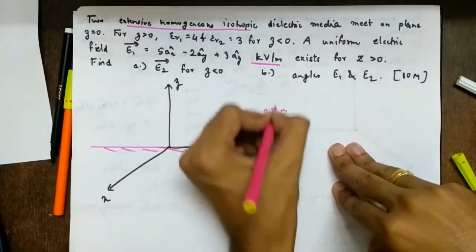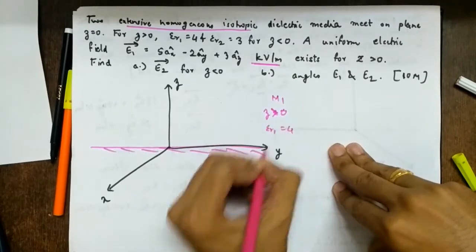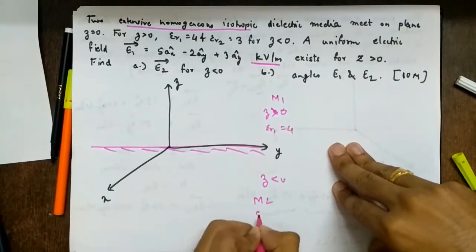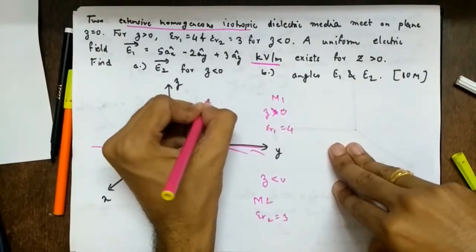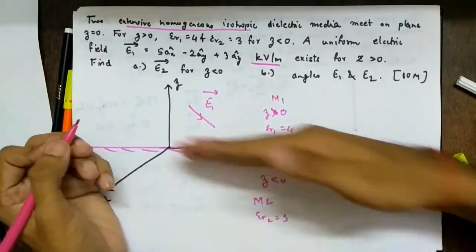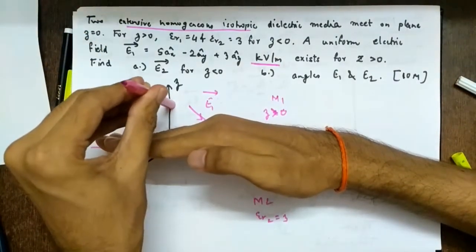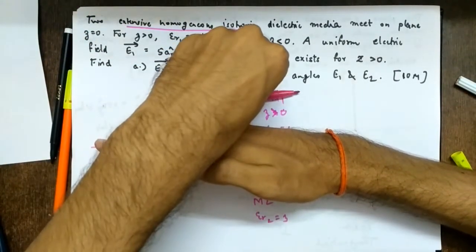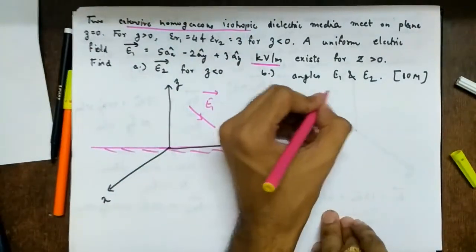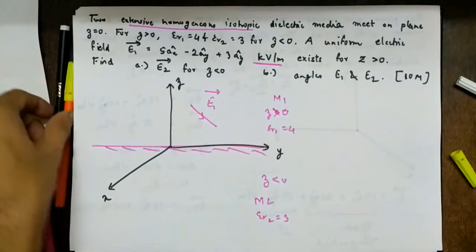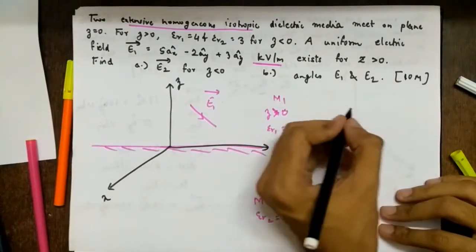So z greater than 0 is medium 1, where epsilon r1 equal to 4. This is medium 2, epsilon r2 equal to 3, and the E vector is going like this, right? If you think of x coming towards you, this is tangential, y is like this, tangential, and z is like this, normal. So from the figure we see that x and y are the tangential components and z is the normal component.